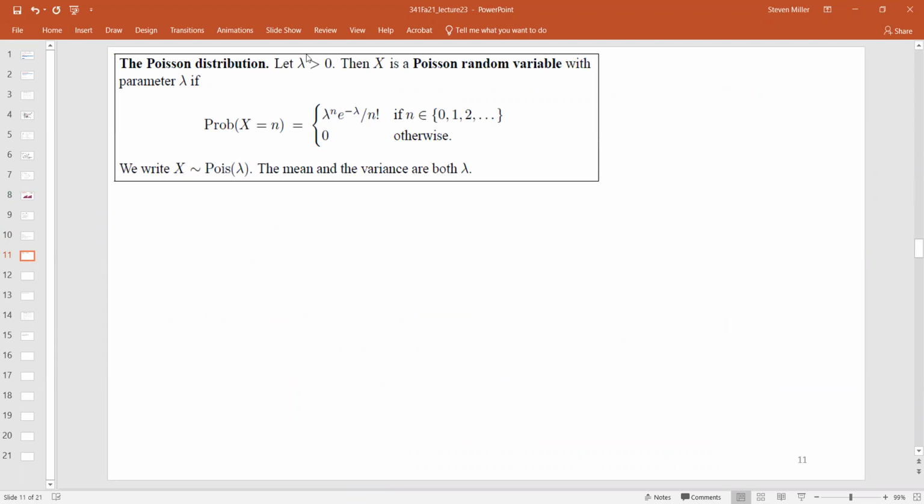All right, now it is time to get to the Poisson distribution. This is another one of the classic distributions. Lambda greater than 0 is a parameter. We take on non-negative integers, 0, 1, 2, 3. And the probability we take on the value n is lambda to the n, e to the minus lambda over n factorial. And it turns out that the mean and the variance are both lambda.